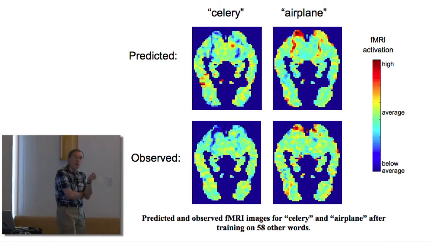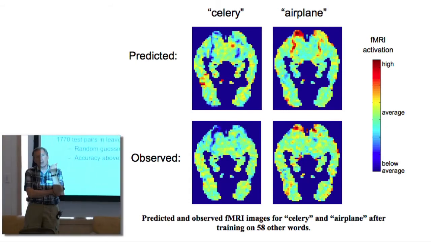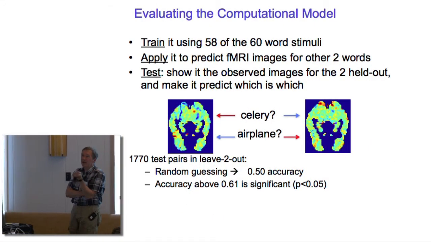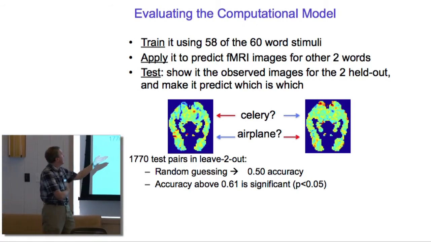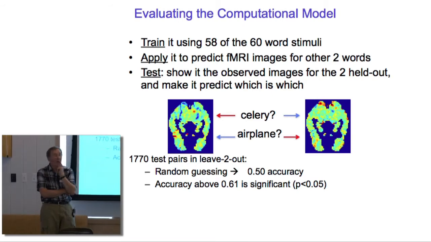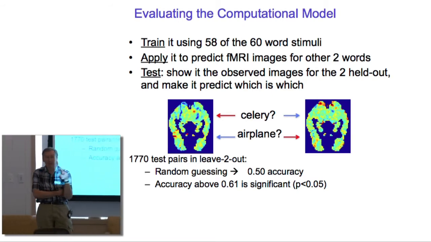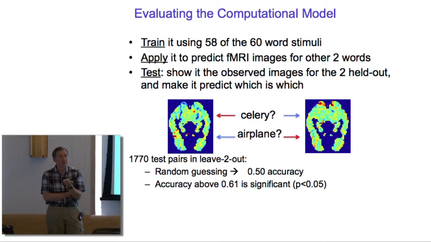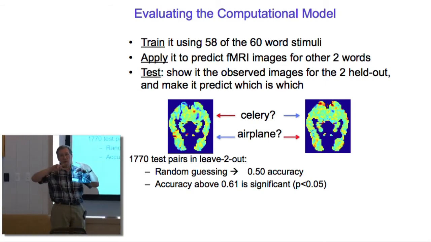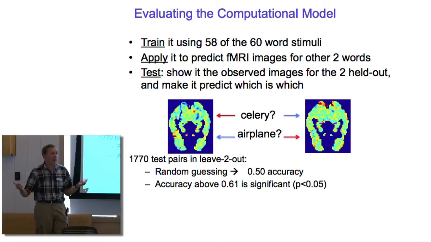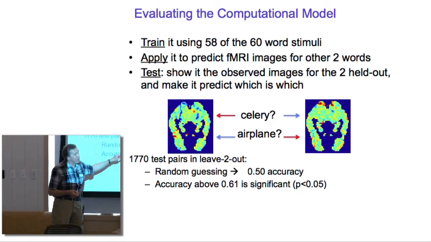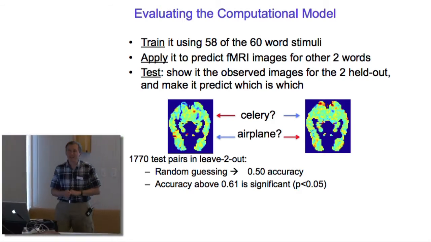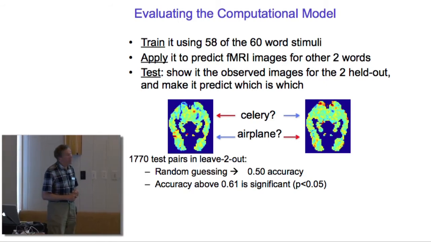Another way is more quantitative. We can measure how accurate the model would be if we were to give it pairs of words that it was not trained on. Say we didn't train it on celery and airplane, and we give it the pair of fMRI images that come from those two words, and then we ask it which one is celery and which one is airplane. If it's guessing at chance, it'll get half of those correct. Given the number of examples we have, to be statistically significantly above chance, we need a little better than 0.5.